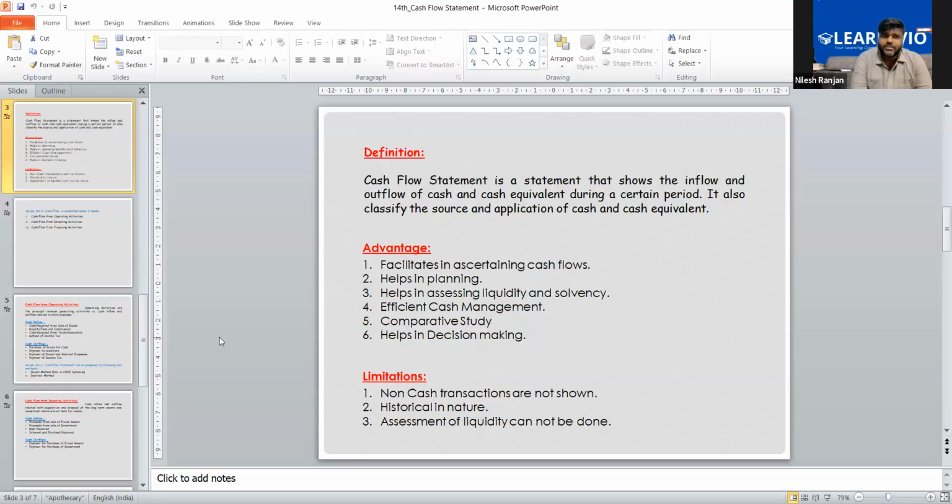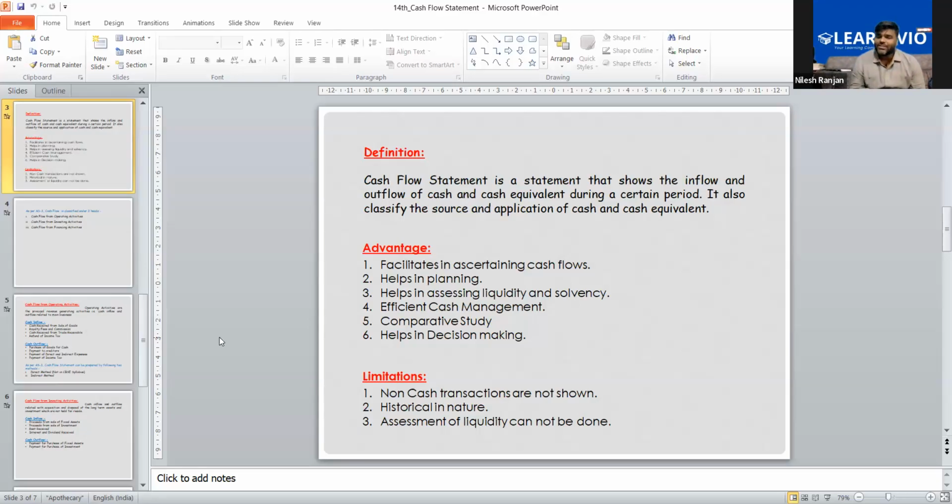If you need money faster, then you have to choose the costly source. So that's why it helps in decision making also. When you have to take a loan, when you have to arrange funds from different sources, the cash flow statement will help. Now the limitations, the disadvantages of the cash flow statement.